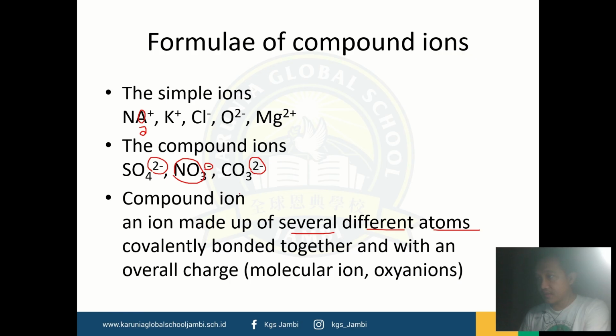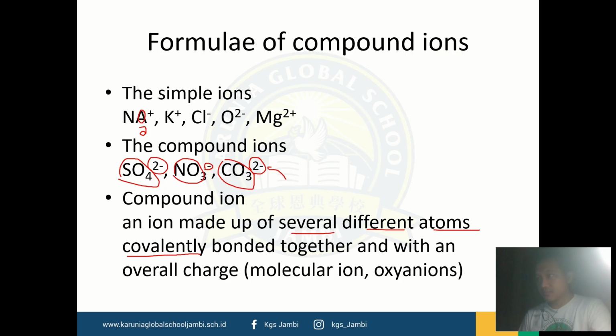This one has four atoms. This one also has four atoms. They are bonded covalently together. So when you mix them and pour them into the water, they will not separate. Yeah, they will not separate. If it's ionic bonding, then if you put them inside the water, they will separate. So they are bonded together with an overall charge. Yeah, this is the overall charge.